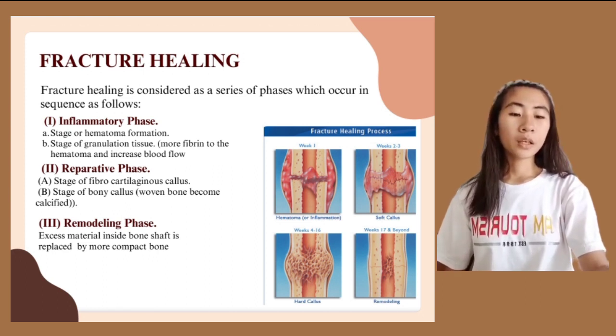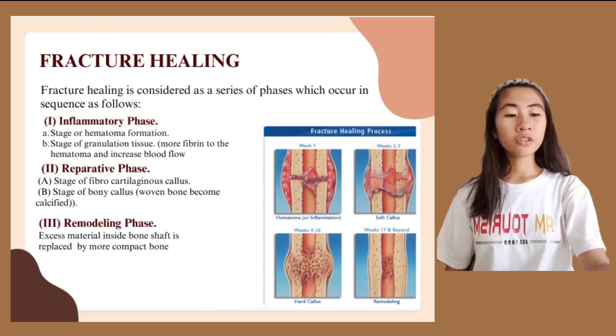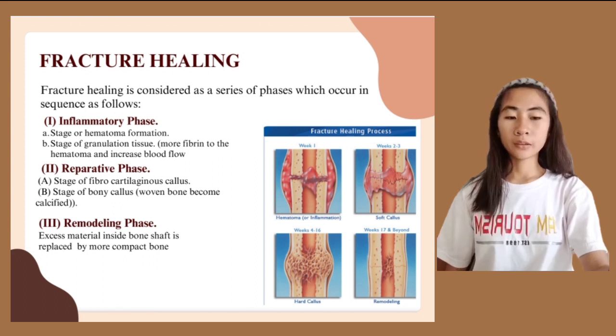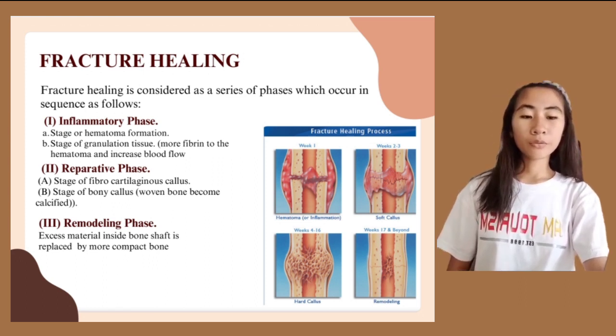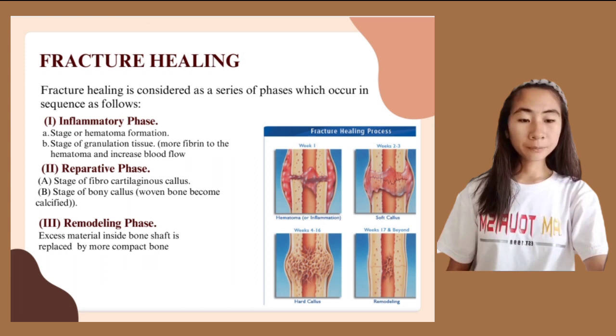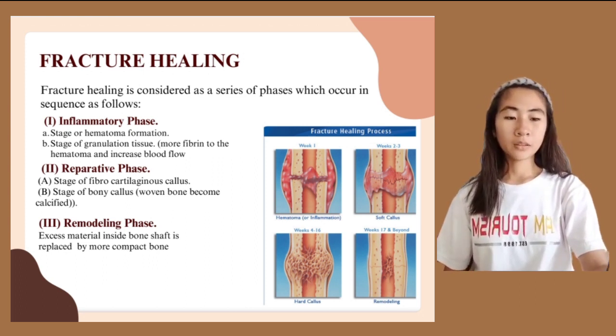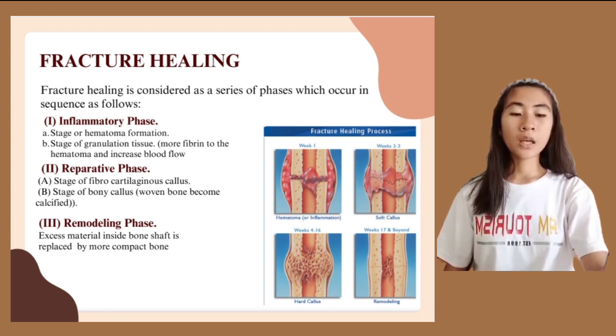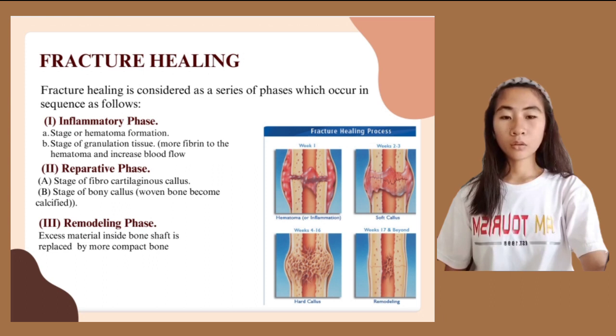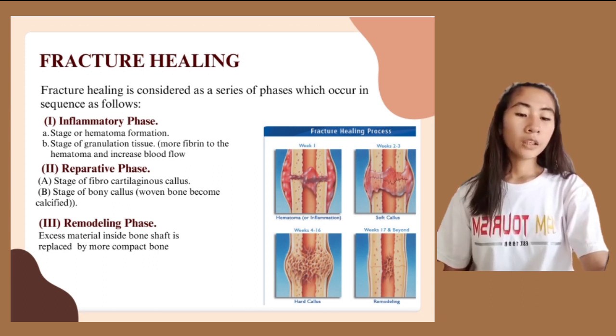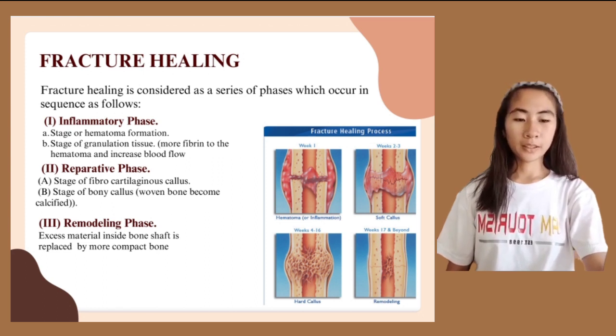Letter B, we have the granulation tissue stage. Immune cells and fibroblasts migrate to the fracture site. The immune cells remove debris and bacteria, while fibroblasts produce a fibrin matrix, forming granulation tissue. This tissue helps promote blood vessel growth, bringing essential nutrients and oxygen to the site.